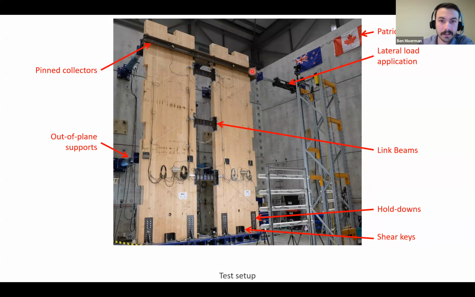So the force comes into this channel. There's 2 pins right in the middle of the wall. I think they were 70 millimeters in diameter. And then those transferred their load onto drag plates, and then the load was in the CLT pier. We've also got out-of-plane supports, so those were just to keep things stable. Again, we weren't loading things in the out-of-plane direction.